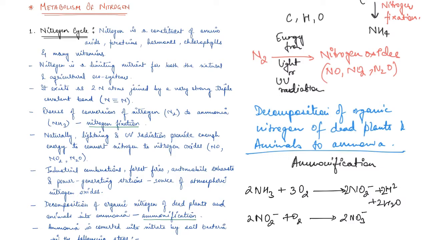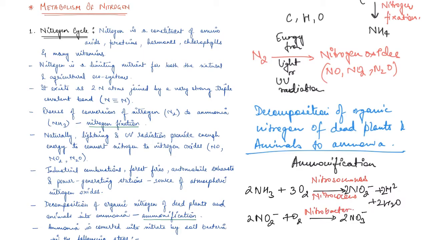So basically, ammonia is first oxidized to nitrites. This happens by the bacteria Nitrosomonas, right? Or Nitrococcus. And then this nitrite is further oxidized to nitrate with the help of the bacteria Nitrobacter.